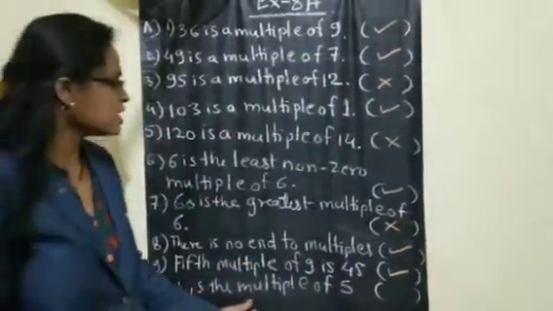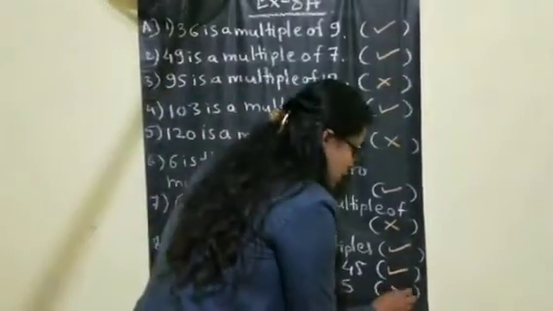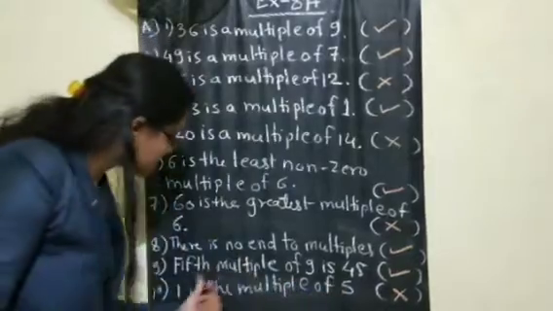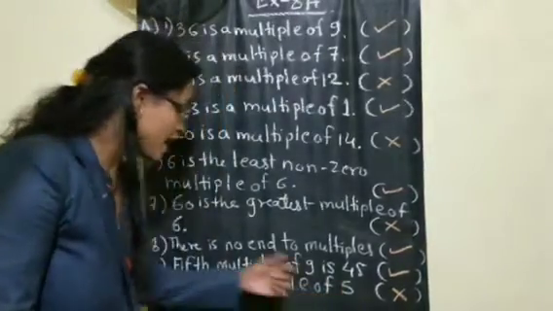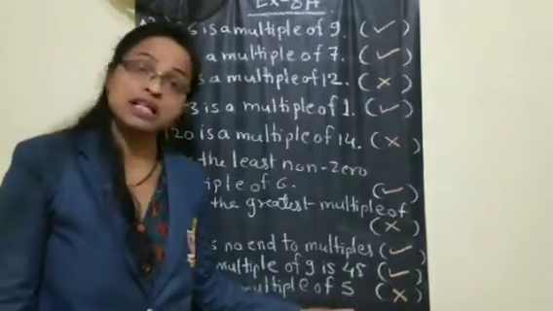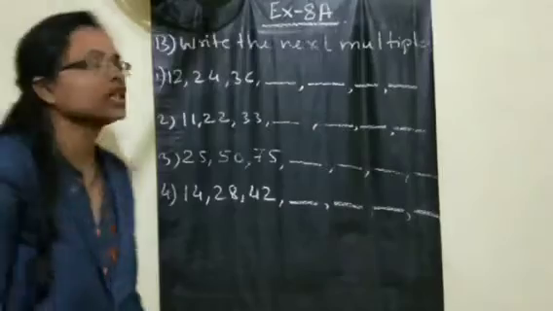Then, 1 is a multiple of 5. Wrong. 1 is not a multiple of 5. 5 is a multiple of 1. After multiplying 5 with 1, we'll get the answer, the multiple, as 5. So 5 is a multiple of 1.